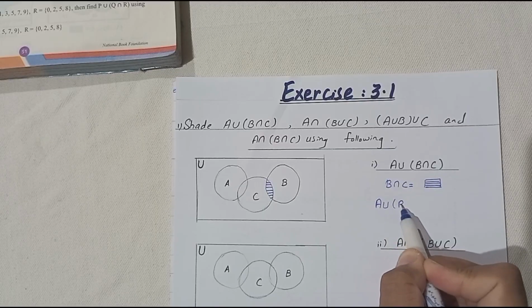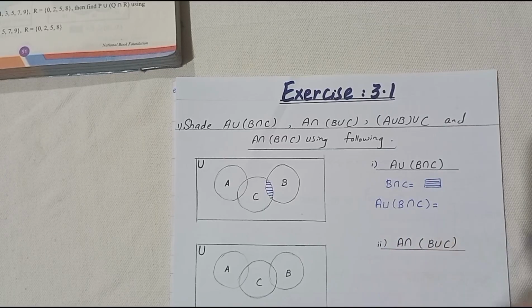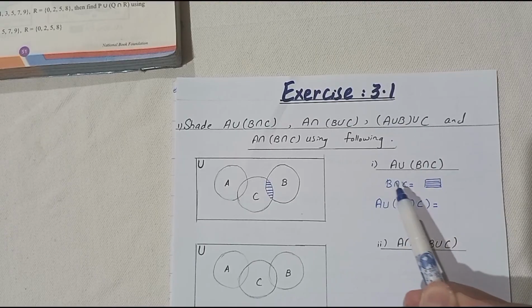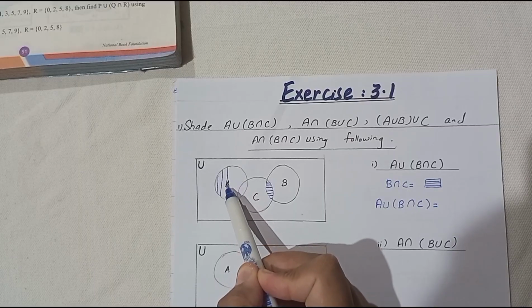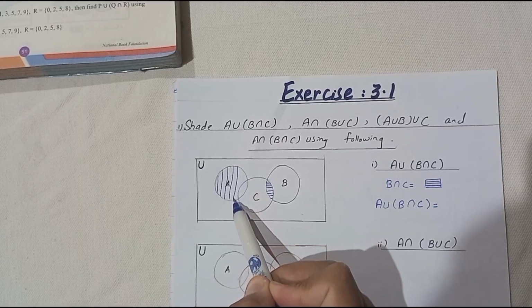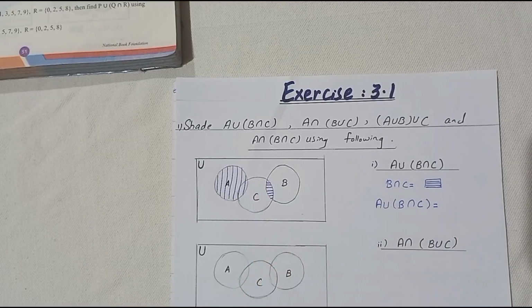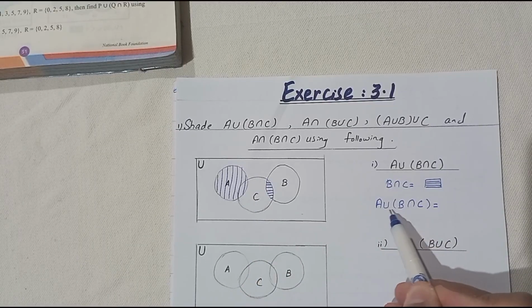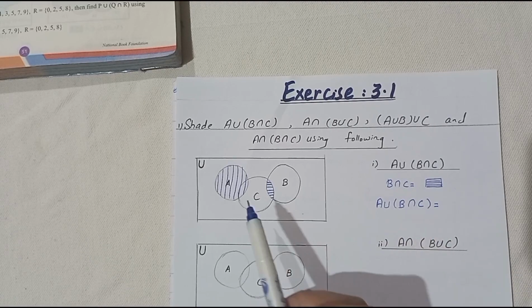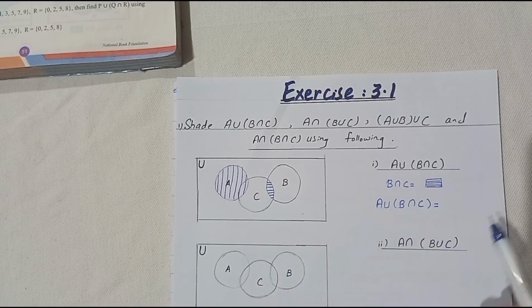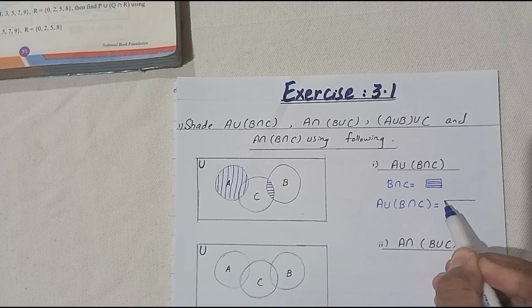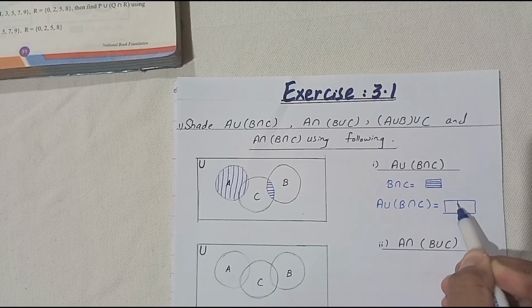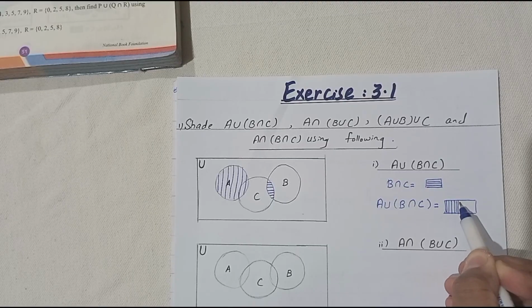So A union B intersection C equals all part of A and the intersection part of B intersection C. Here we will shade A with the vertical lines. So the total shaded area for the given operation is both the vertical and the horizontal line area. The vertical and horizontal line shaded area is the given shaded part of the question, that is A union B intersection C. So we will represent the final shading with the vertical and the horizontal lines.